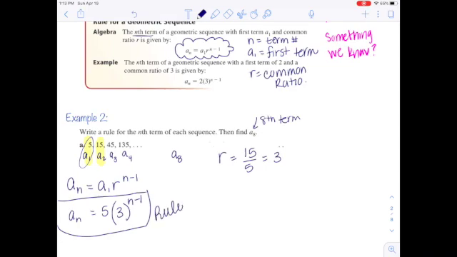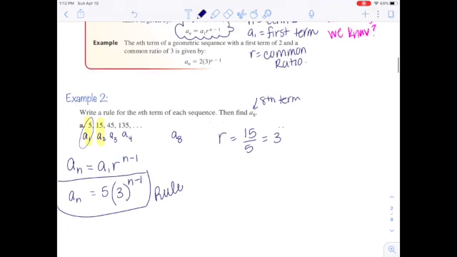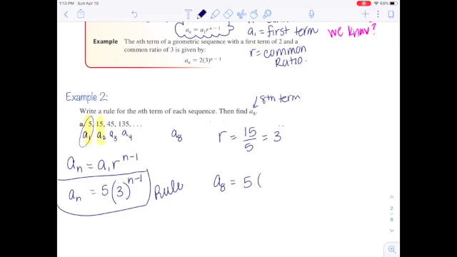And now we can use it to find our 8th term. So our a sub 8 is equal to 5 times 3. Now our n for the 8th term is our 8. So we plug in 8 for n and subtract 1. So a sub 8 is equal to 5 times 3 to the 7th power. Now make sure you follow order of operations here. You need to do the 3 to the 7th first before you multiply by 5.